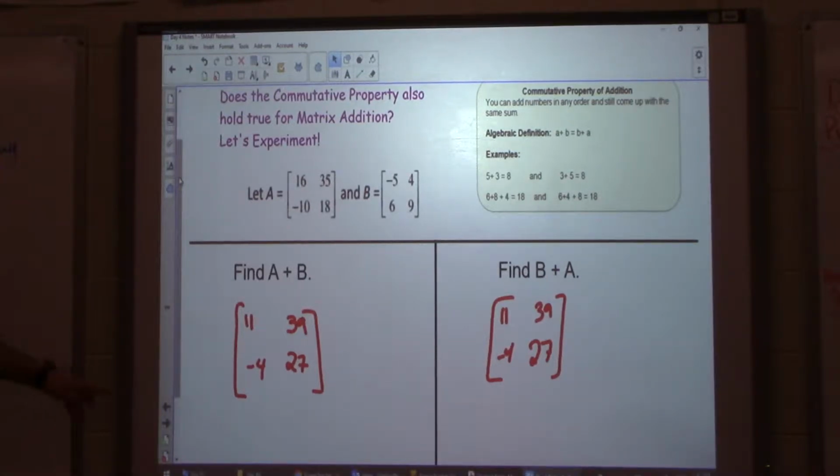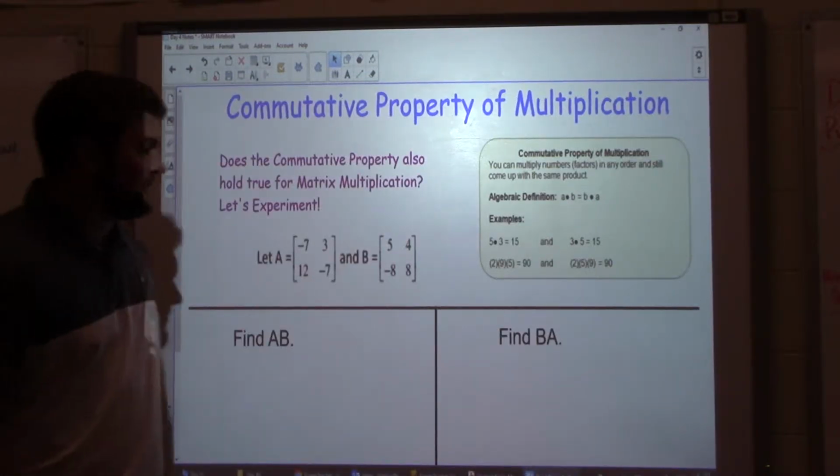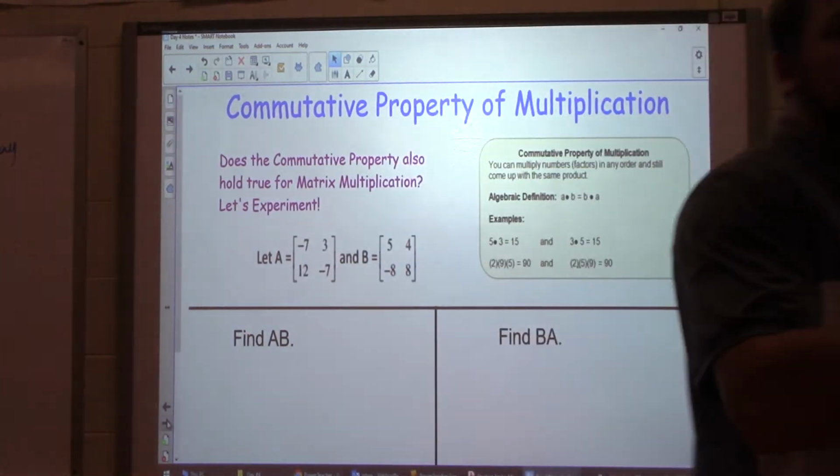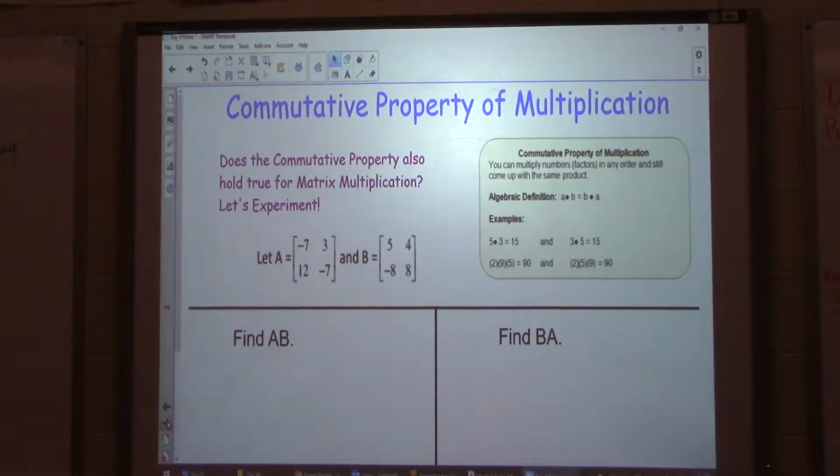All right, on to the next. Commutative property of multiplication, same thing. A times B should equal B times A. 2 times 3 is 6, and 3 times 2 is 6. It should work both ways. Do you think it'll work for matrices? No.